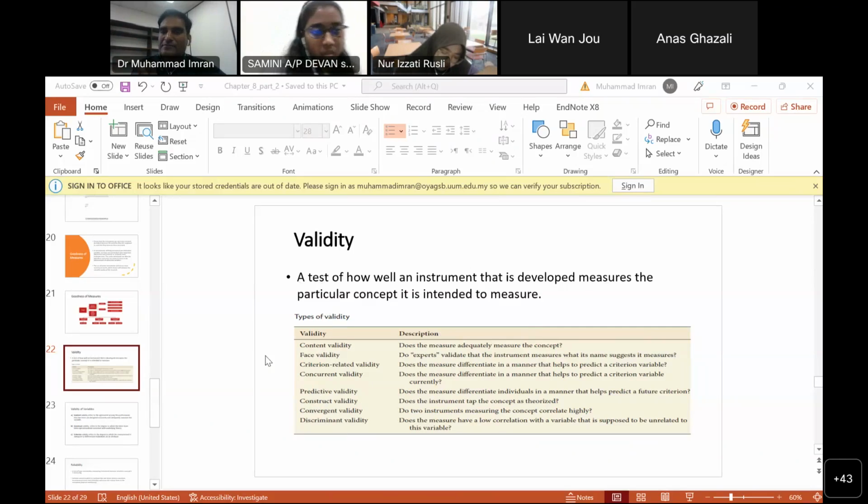Content validity is the content, the items which you selected for employee performance measurement. Does it adequately measure the concept? It means all items, all questions which you selected in your questionnaire are relevant with the employee performance. Because our construct, our variable is the DV, we are going to measure a DV, and we have a questionnaire of a DV.